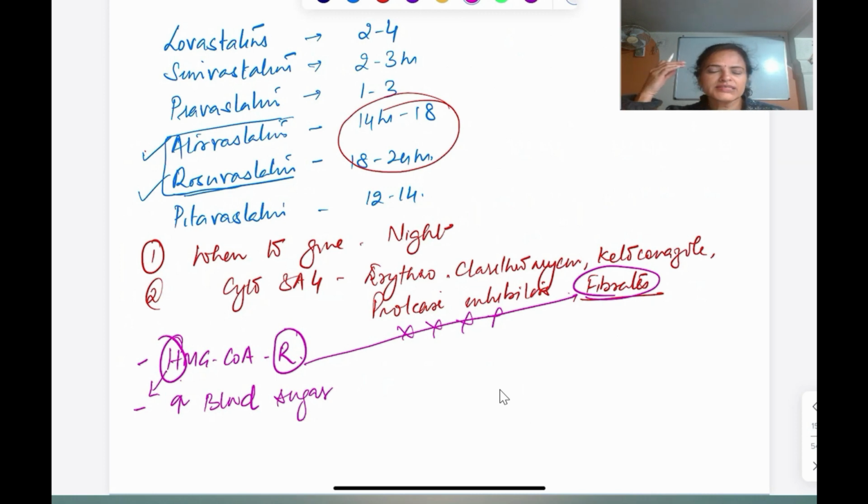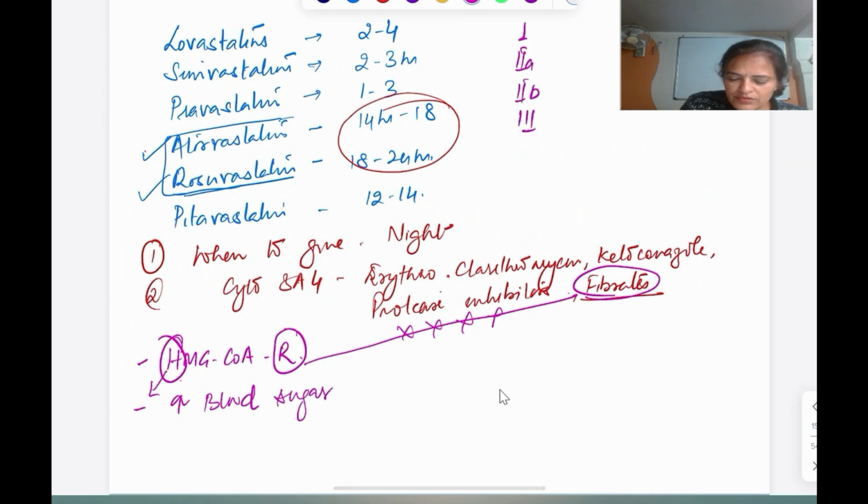Now where to give this statin? We can give it in both types of hyperlipoproteinemia, whether secondary or primary. Secondary, like nephrotic syndrome and diabetic patients, you can give it. Primary, where? Last time I told there are 5 types of hyperlipoproteinemia: 1, 2A, 2B, 3, 4 and 5. If you remember, the first one is familial lipoprotein lipase deficiency.